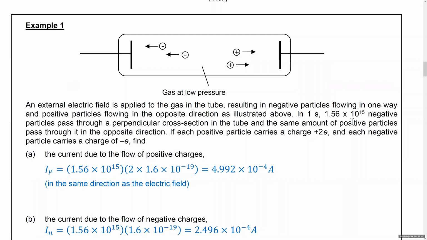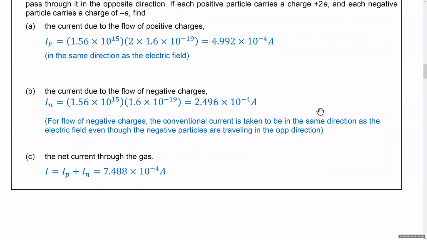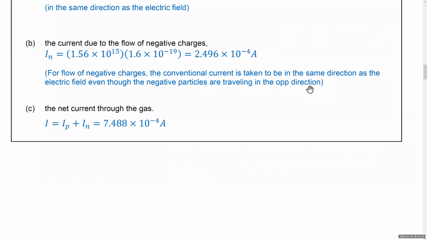Okay, example 1. The current due to the flow of positive charges, I, is given by the number of positive charge carriers multiplied by the charge per charge carrier. So we get 4.992 times 10 to the power minus 4 ampere. The current due to a flow of negative charge is similarly the number of charge carriers and the charge per charge carrier. So the net current will be the sum of these two.